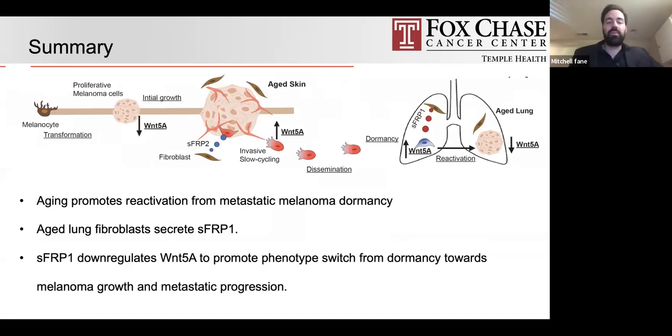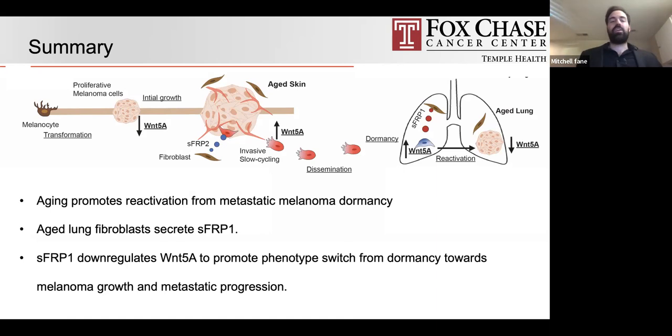So in summary, hopefully what I've been able to show is that aging promotes this reactivation from metastatic melanoma dormancy relative to the young lung. We see that aged lung fibroblasts over time eventually start to secrete high levels of SFRP1, and they're able to successfully downregulate these dormancy programs like Wnt5a to promote reactivation from dormancy and allow melanoma growth and metastatic progression.